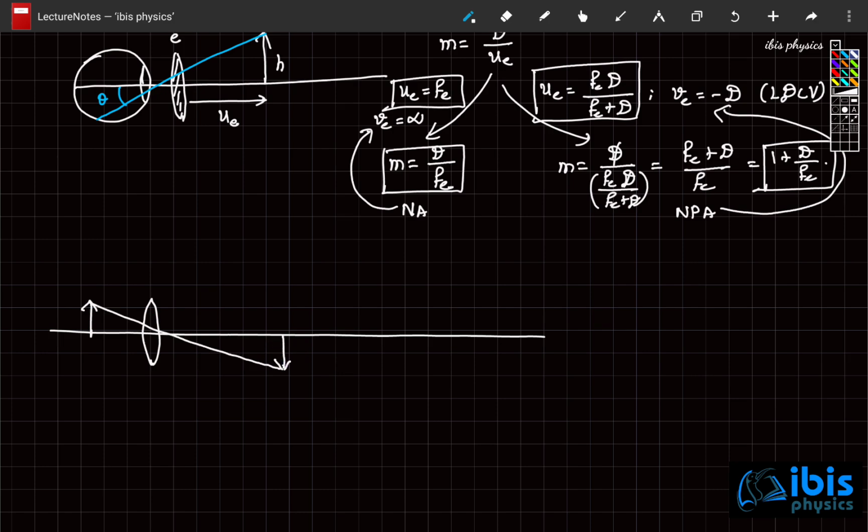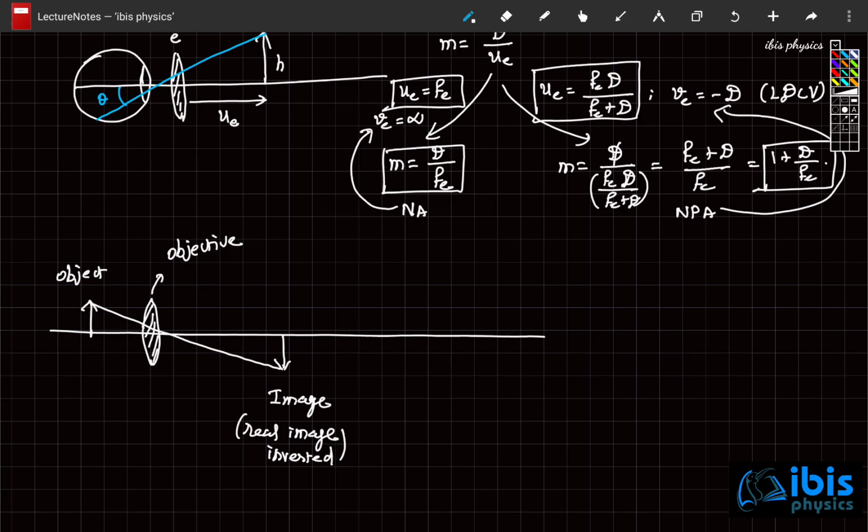So this is the object and this is the image formed by the lens close to the object. That's why this is called the objective. The lens will form the image of the object from here to here. Because the object is here, the image is formed on the other side. This image is a real image, and inverted also.